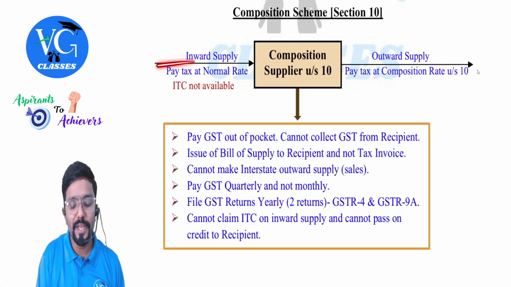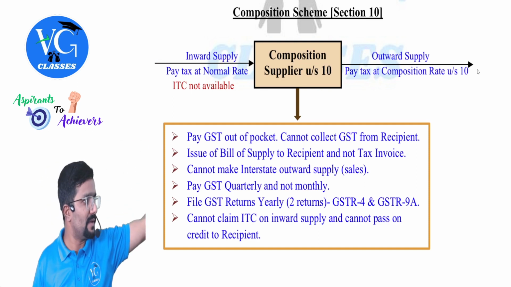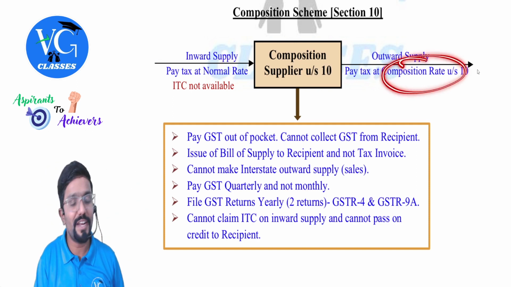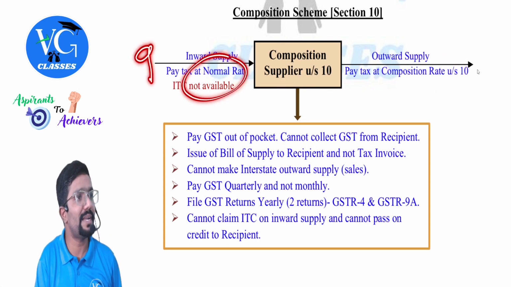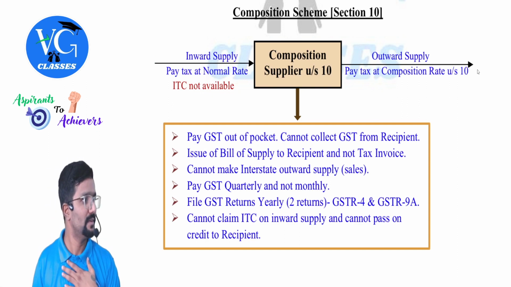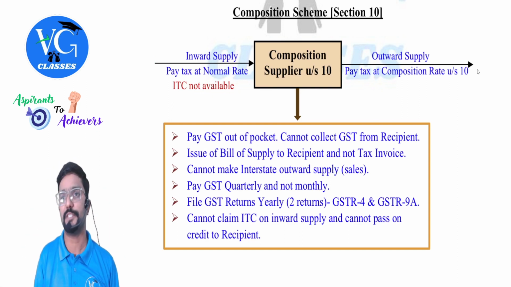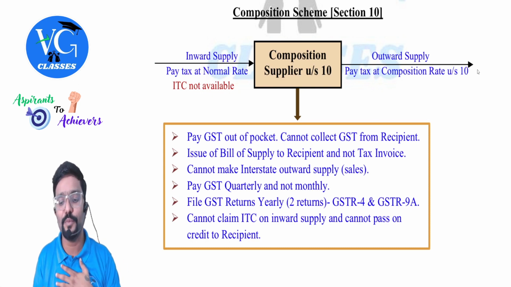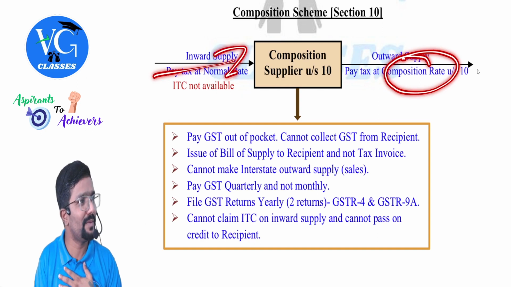Whereas on my inward supply, who is liable to pay tax? Assume the supplier, he will pay tax at composition rate or normal rate? Normal rate. Assuming he is under section 9, he will pay tax at the normal rate. So he will charge and collect from me how much? Normal rate. Assume the normal rate applicable for the goods is 18%. He will charge and collect 18%. Clear?